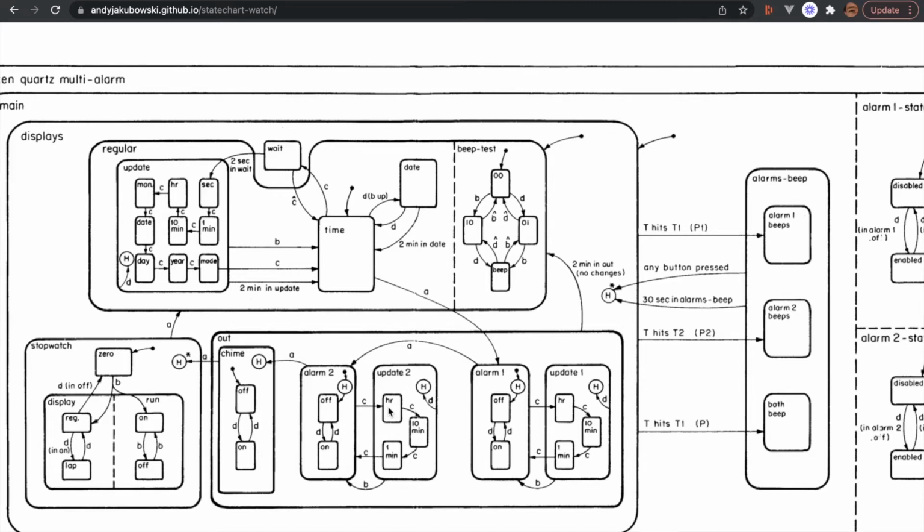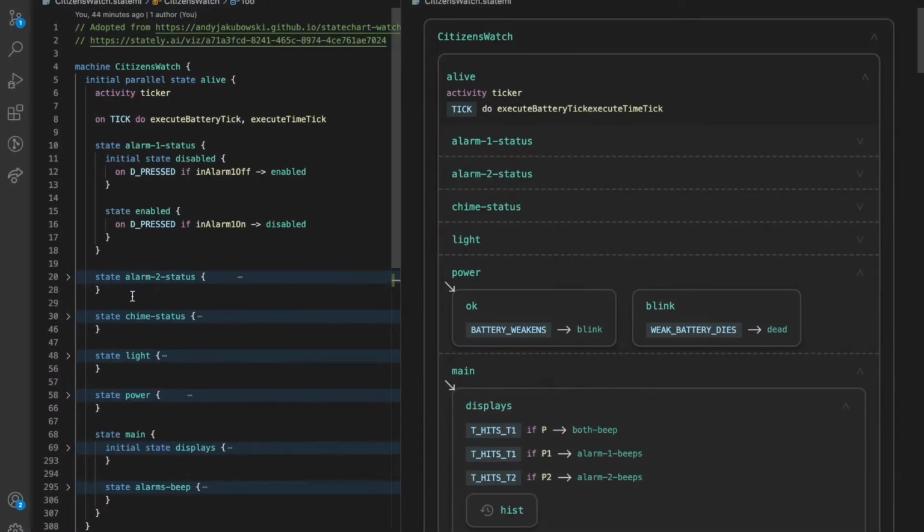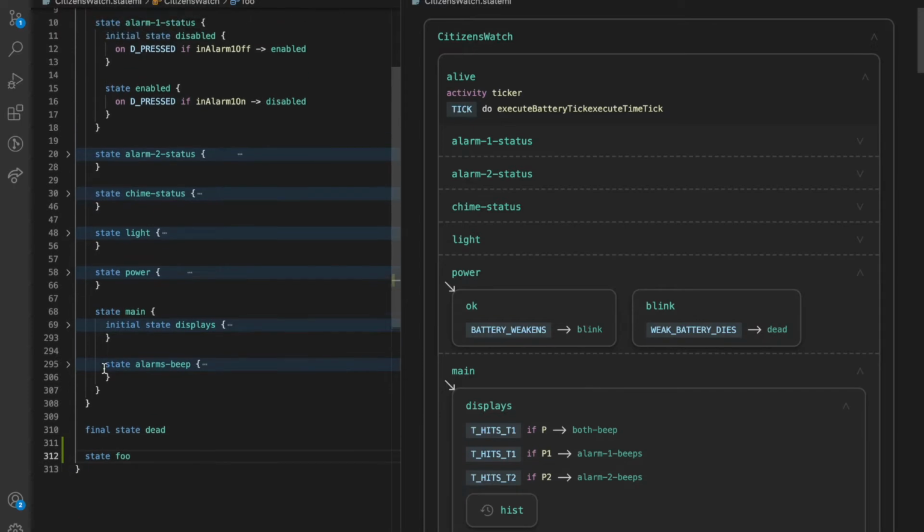And so I totally agree here. This history state in update 2, this one in update 1, and this one in update are unnecessary. And we should really have a transition on each of these sibling states that do an action, and we could sort of dive into that if we wanted to.